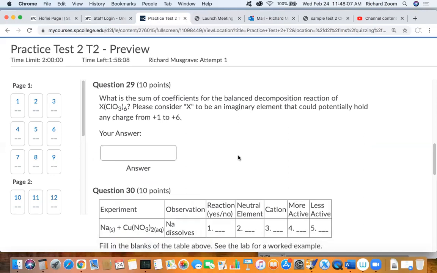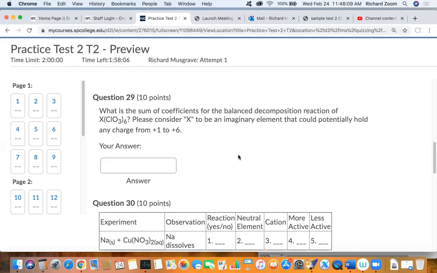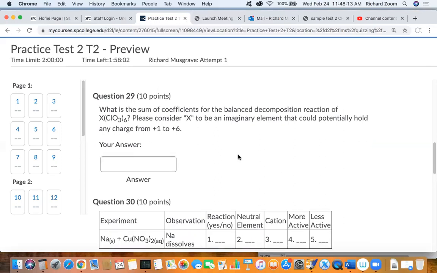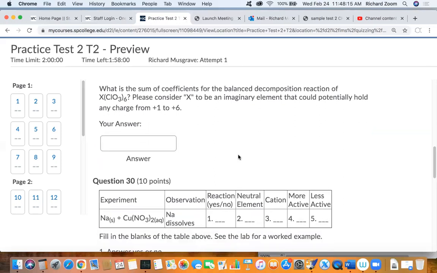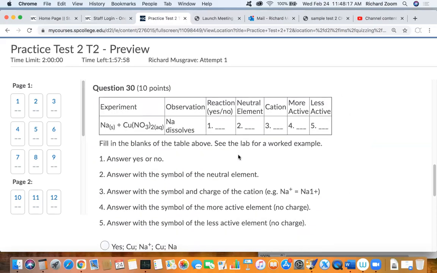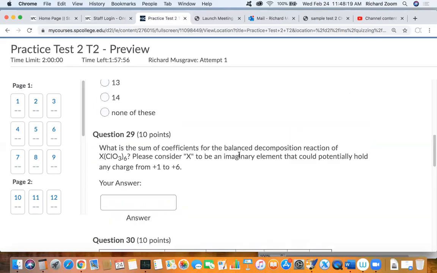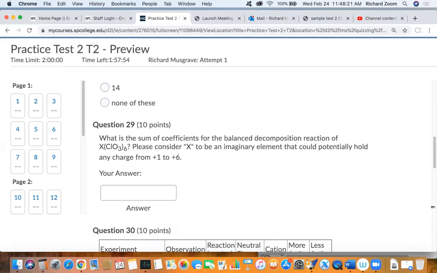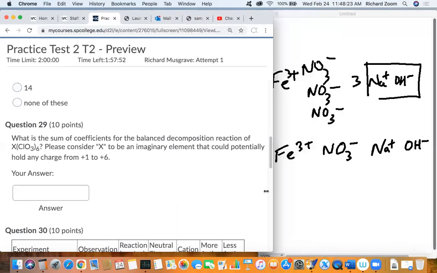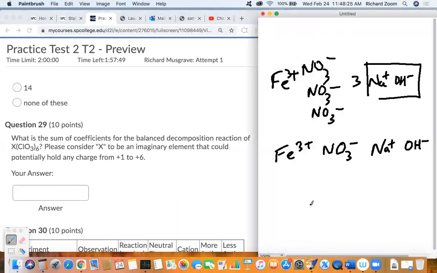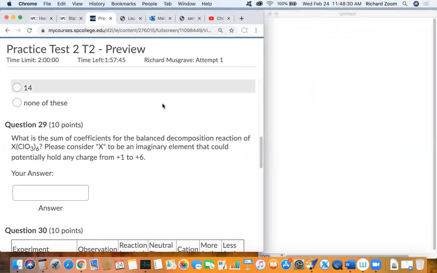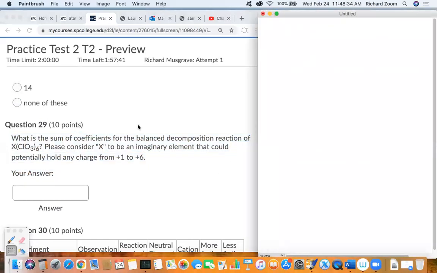And actually, we'll look at number 29 here. That can sometimes be confusing to people. So I'll look at that, and then number 30. Let's look at number 29 specifically. All the other ones we've covered in the practice quiz that we just looked at. This one here is a little bit different.